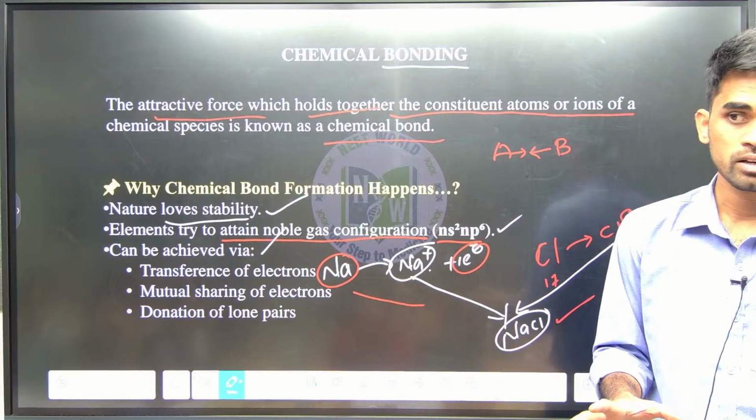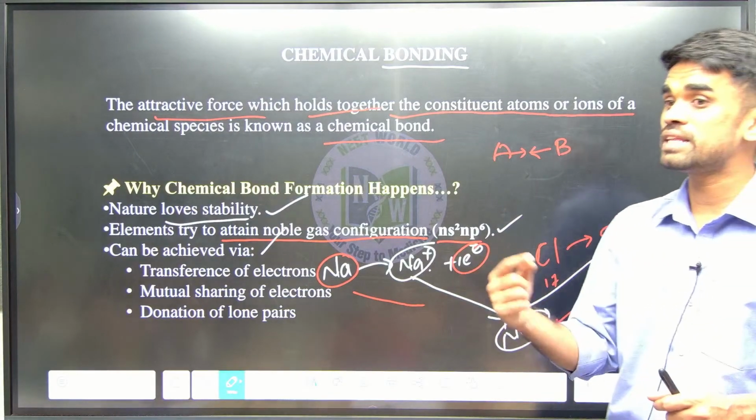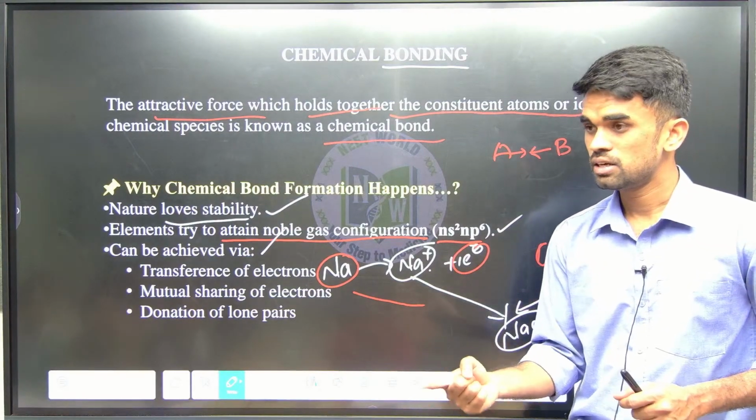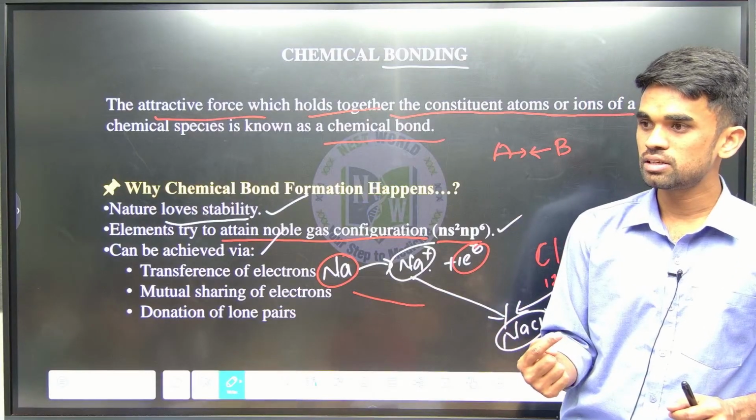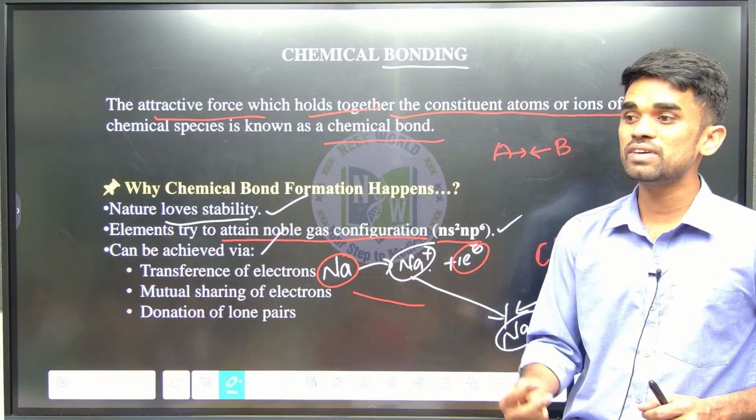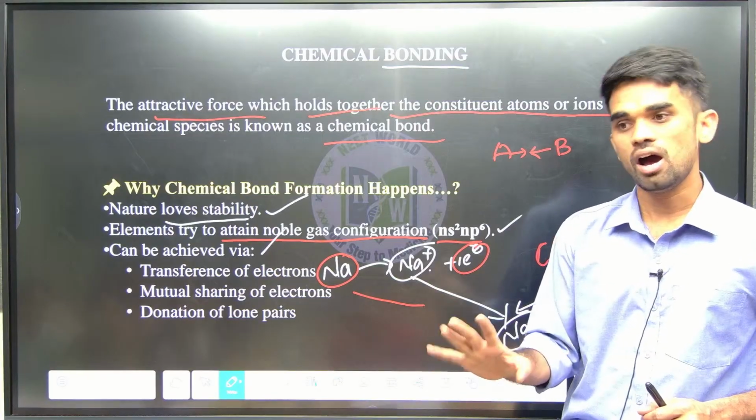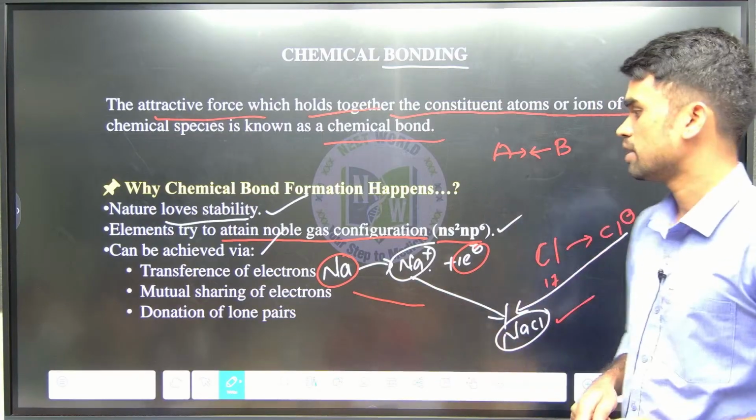Now who will transfer the electrons? Metals. Who will gain those electrons? Non-metals. The bond formed between a metal and a non-metal is an ionic bond. Remember this. Okay. Next one.